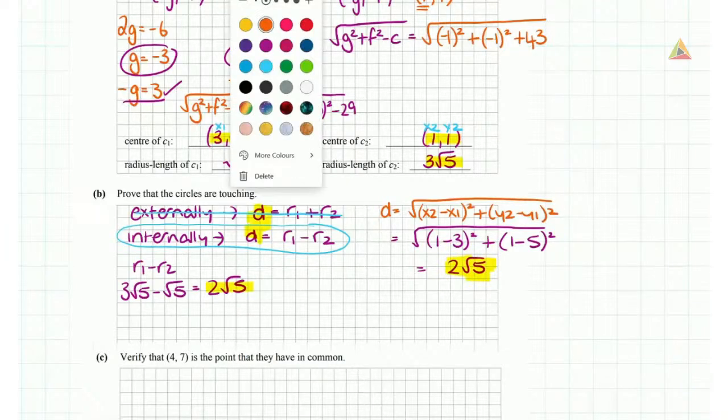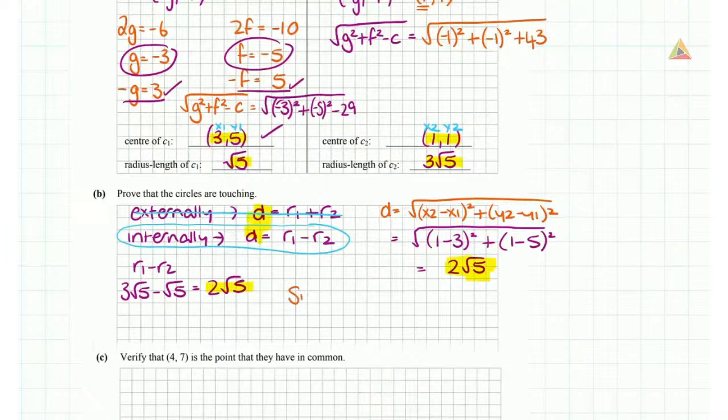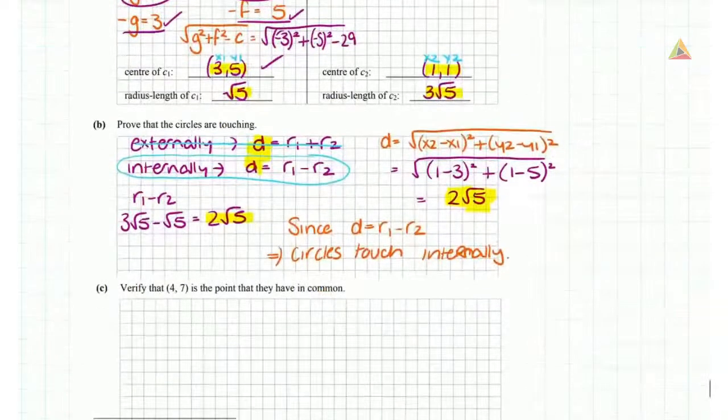So make sure we conclude, make sure we answer our question. We're going to say, since the distance is equal to R1 minus R2, therefore the circles touch, and let's go a step further and tell them that they touch internally. Okay, and it's as simple as that.